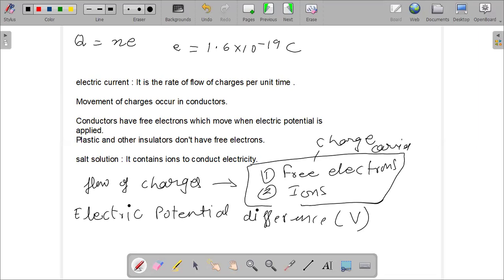Yes, so can I say that the electric potential creates a force on the charges to move? We can, yes, we can surely.